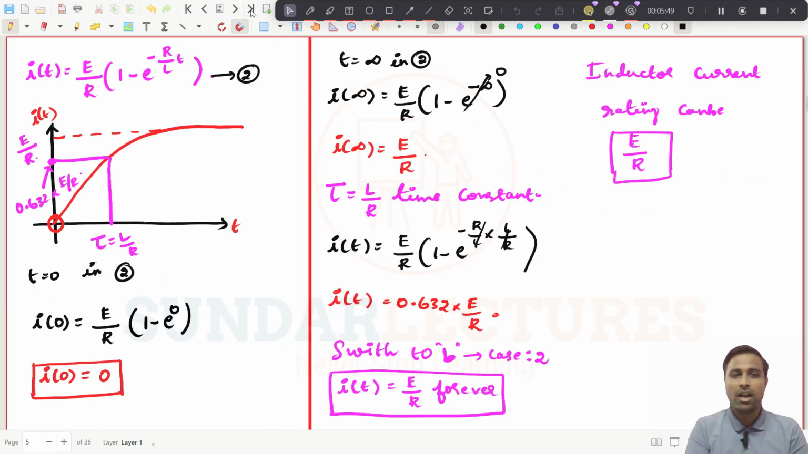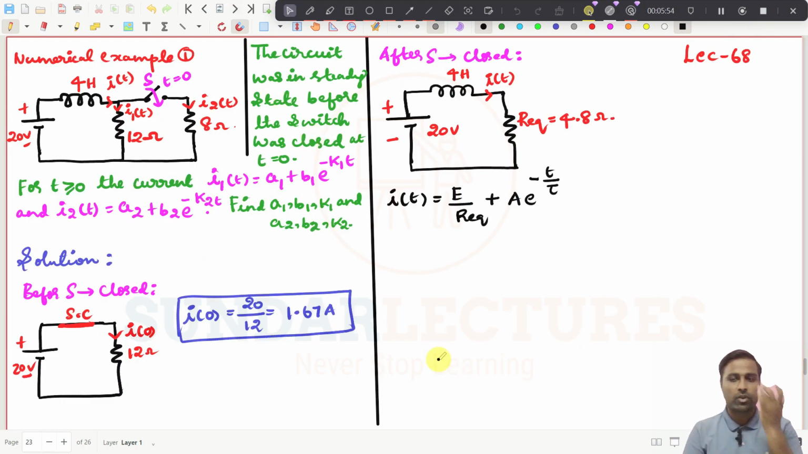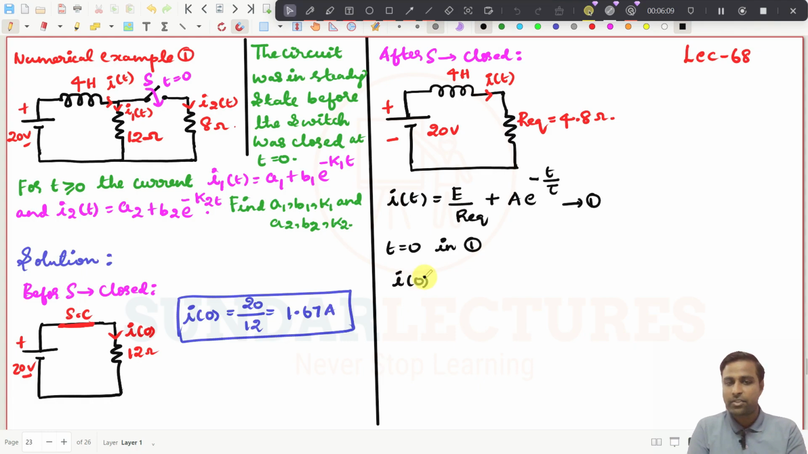But now we will not get it like that, because I of 0 we know, right? Already we have seen what is I of 0. So now what we can do, we can substitute t equal to 0. Take it as expression number 1, and what you will get is I of 0 equal to E by R equivalent plus A e power, if you put 0, it will be minus 0. This term will become now 1, right? And what is the I of 0 value?